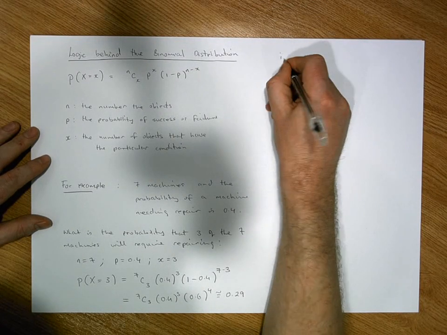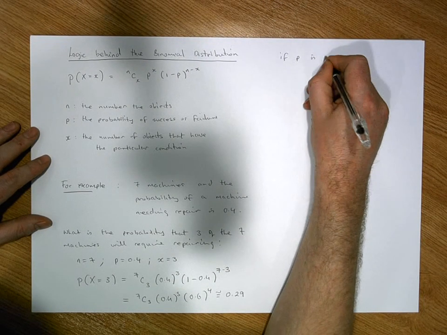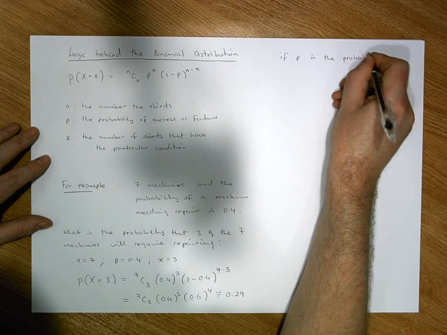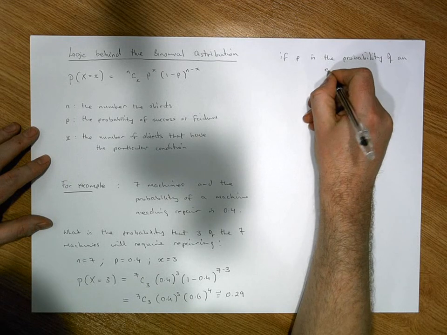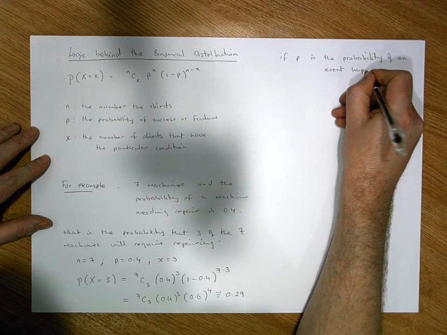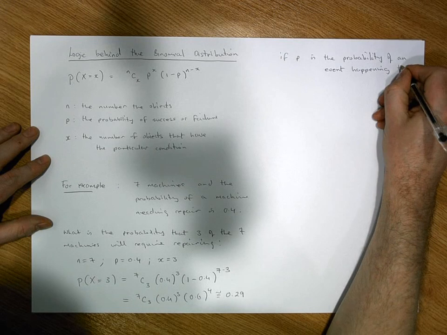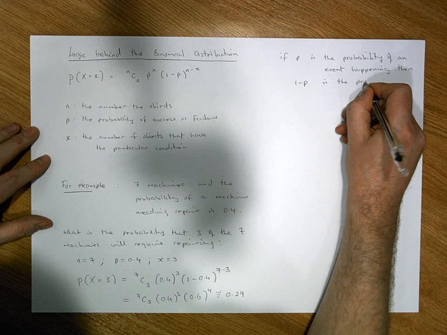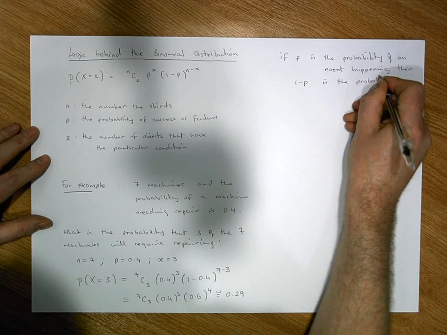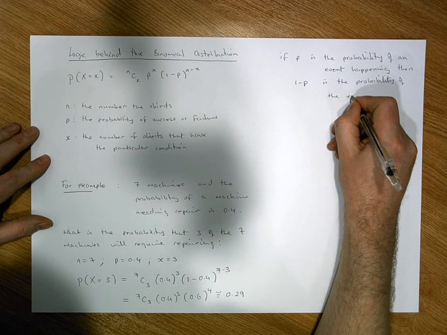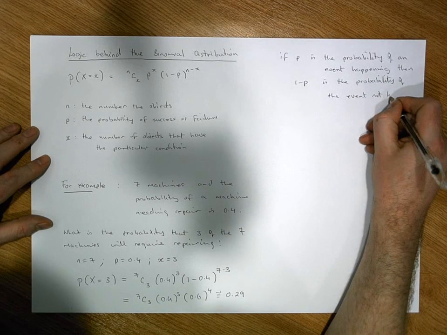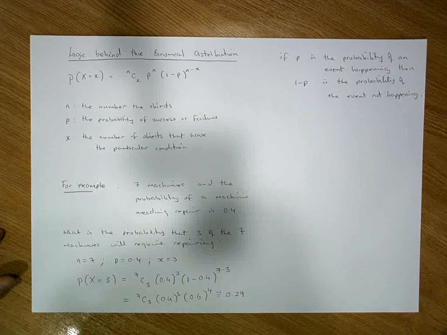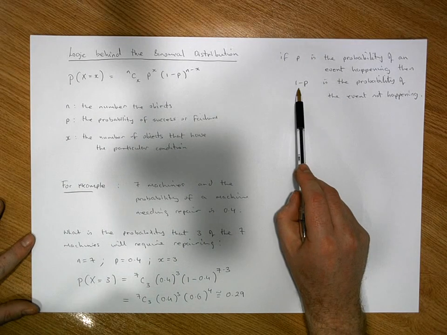Okay, if p is the probability of an event happening, well then 1 minus p is the probability of the event not happening. Okay, that's important for us. That's our first important identity, that if you're given the probability of an event happening, then 1 minus p is the probability of the event not happening.